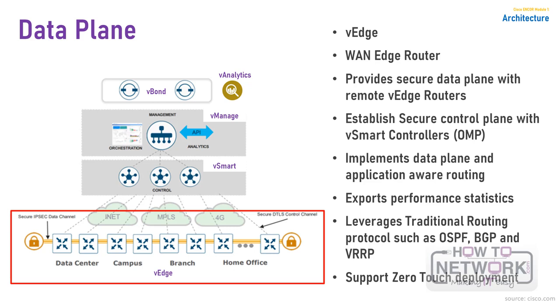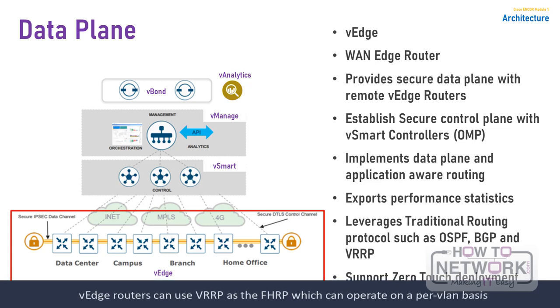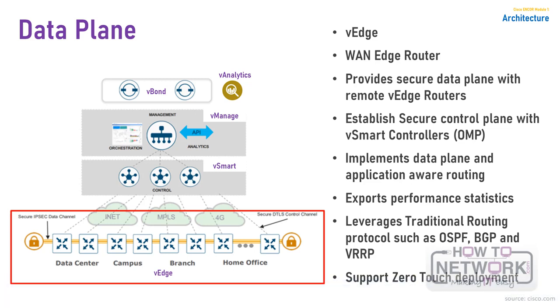For Layer 2 redundant service LAN-side interfaces, vEdge routers implement Virtual Router Redundancy Protocol, or VRRP, as first-hop redundancy protocol, which can operate on a per-VLAN basis. vEdge routers can be brought online in a full zero-touch deployment fashion or by requiring administrative approval. Zero-touch deployment relies on the use of signed certificates installed in the onboard TPM, or tamper-proof module, to establish a unique router identity.